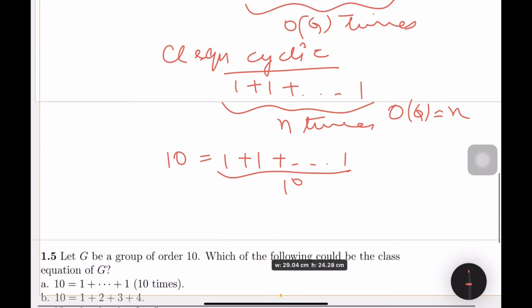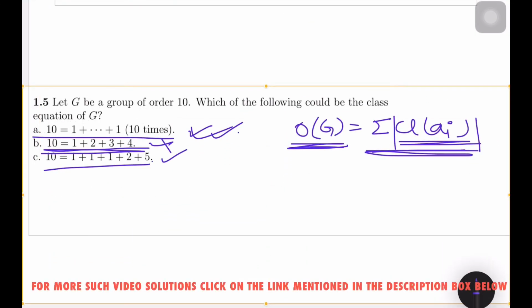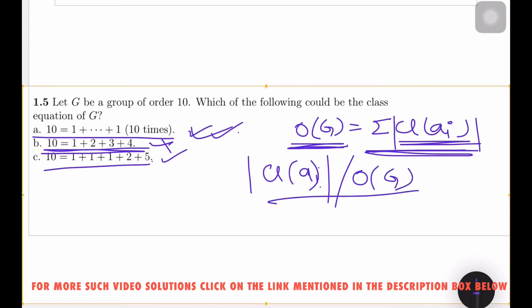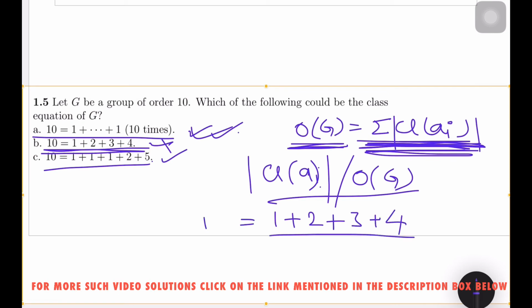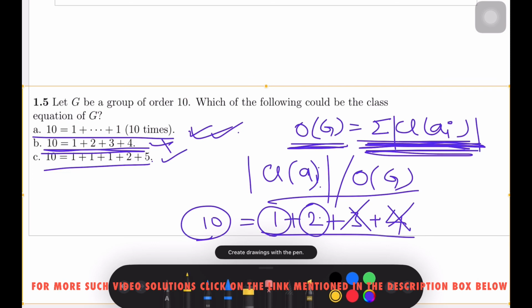So without going into too much detail, I will simply tell you that the class of any element always divides the order of the group, right? So be it what, all of these elements which are contained in the class, like if it is 1 plus 2 plus 3 plus 4, then they should divide the order of G, that is 10. 2 divides, 1 divides, but neither 3 divides nor 4. So my second option is clearly wrong. This is finished, right? Now let's come to the last option, that is the third one.